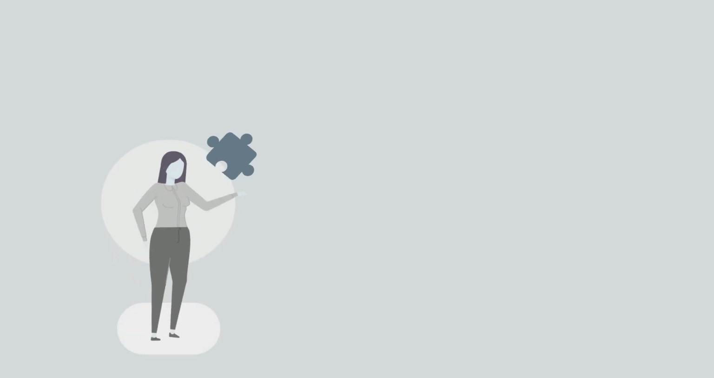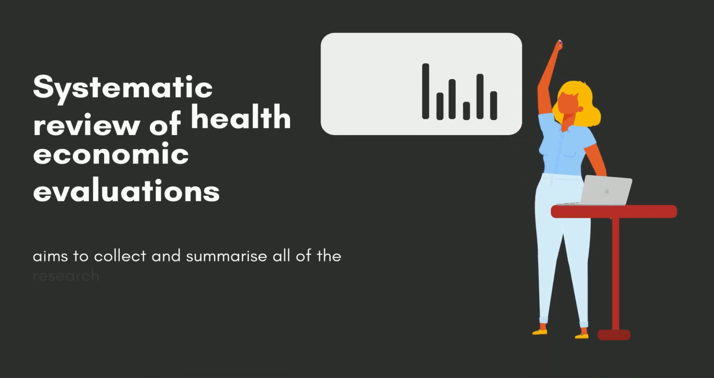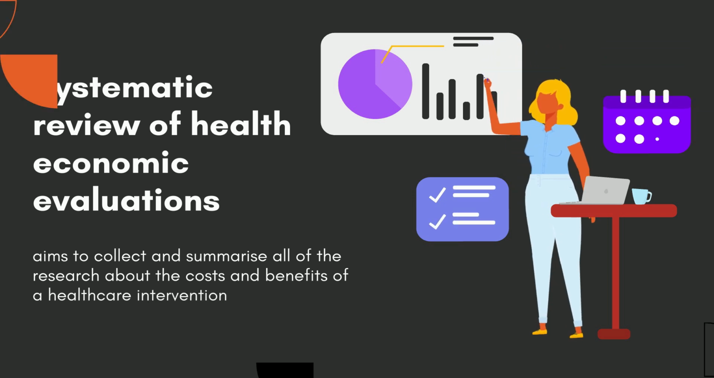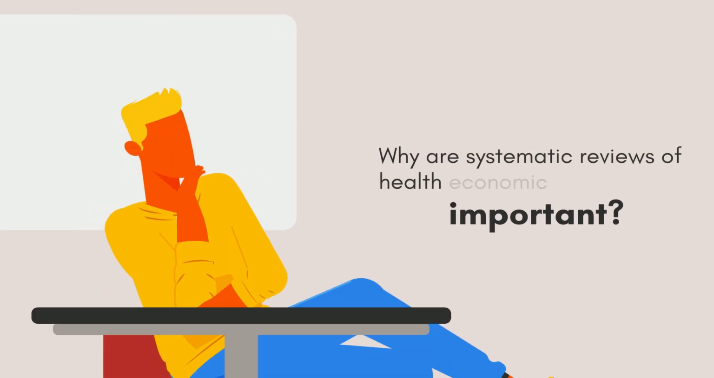One could think of it as assembling a jigsaw puzzle. Each piece contributes to revealing the complete picture. A systematic review of health economic evaluations aims to collect and summarise all of the research about the costs and benefits of a healthcare intervention. But why are systematic reviews important?